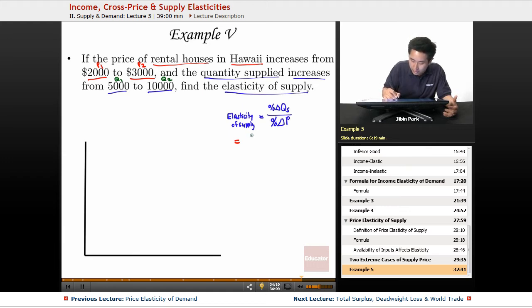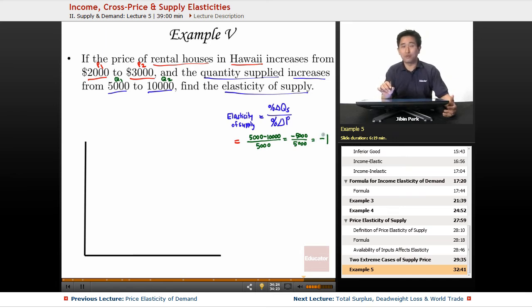So 5,000 minus 10,000 all over 5,000 equals negative 5,000 over 5,000 equals negative 1. Again, you don't want to find the absolute value on this because with supply, it's positively correlated, so you're going to get a positive number anyways, right?